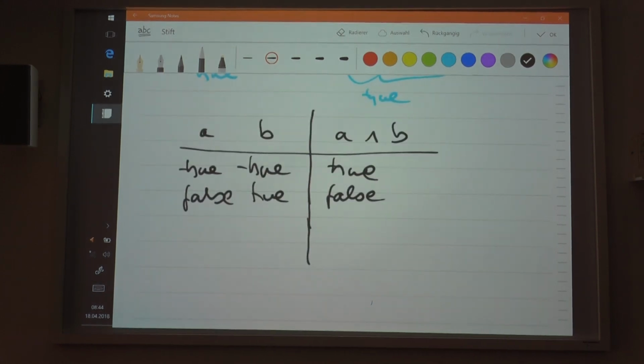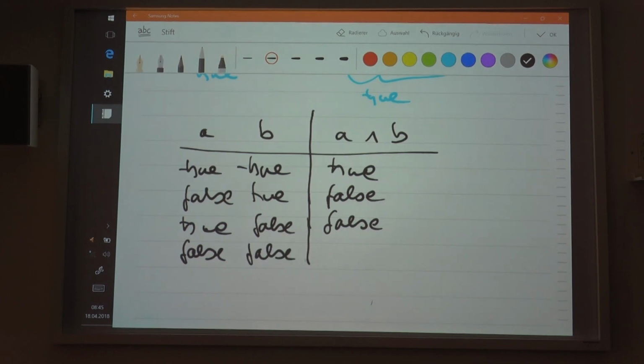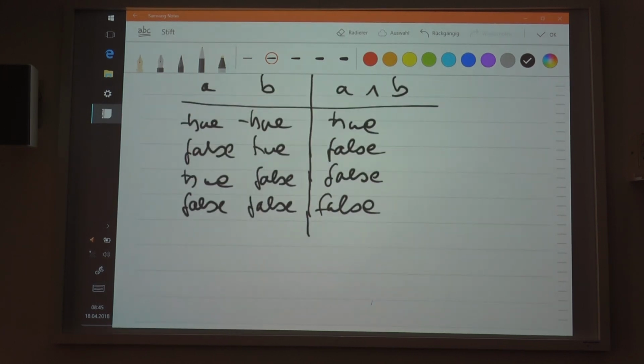Suppose that A is true and B is false. Then A and B is also false. And suppose that both statements are false. If both statements are false, then the conjunction is also false. This is quite obvious. And I would like you to note that. I think it's clear.